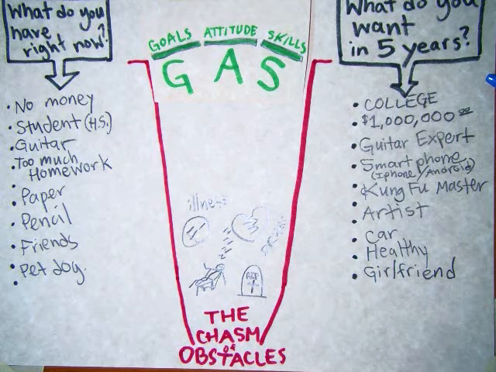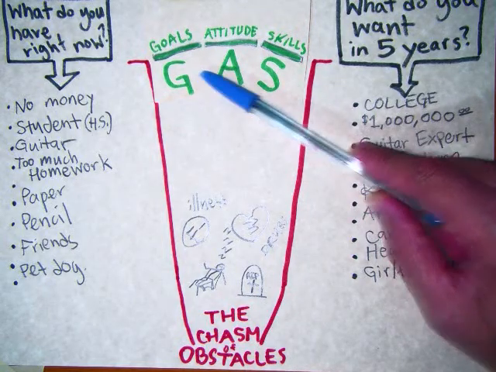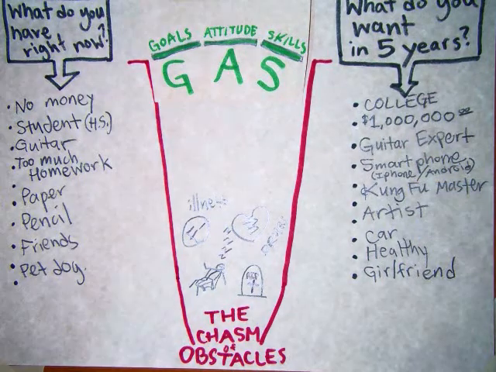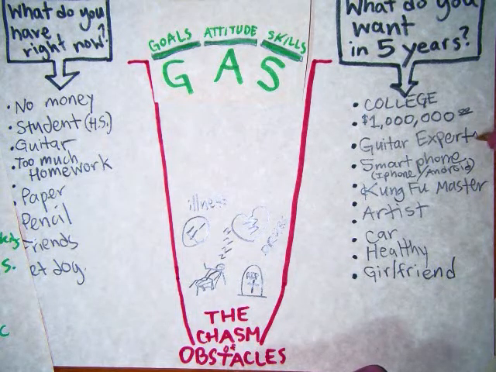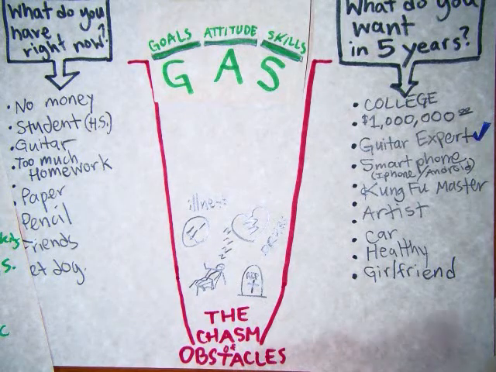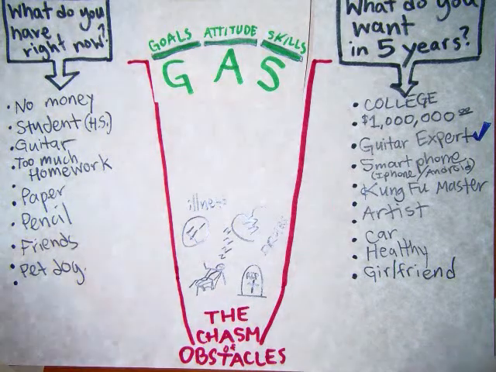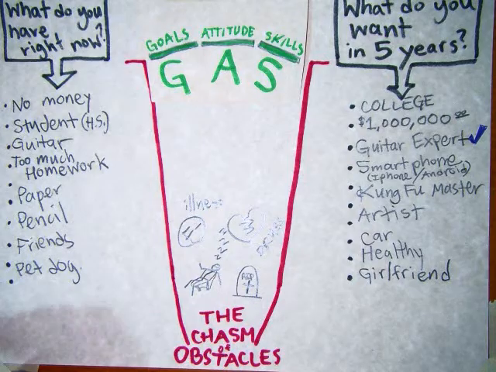Okay, now we got to build this bridge. So the first thing we're going to do is look at our goals. We want to focus on one of these things here on this list. So we'll just mark this one: I want to be a guitar expert. I don't have enough practice. I enjoy it. I like playing guitar, I like listening to guitar, but I want to be better. So what we want to do is make it a SMART goal.